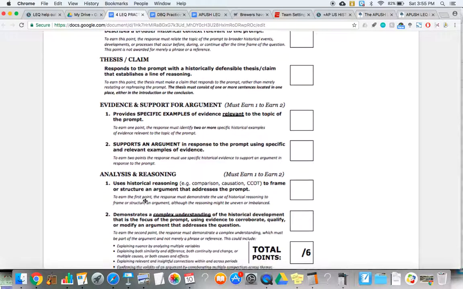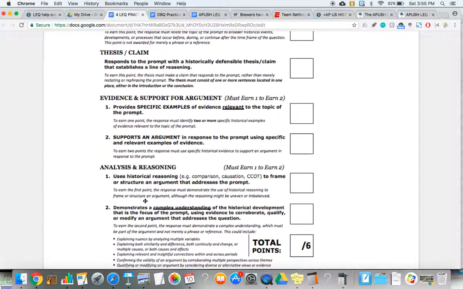All right. To get into the other section, analysis and reasoning, you can earn 2 more points, the 5th and 6th points of the essay. You're going to notice from how the question is worded what type of historical question it is. For the LEQ, you can see comparison questions, causation questions, or continuity and change over time. Comparison, causation, or continuity and change over time.